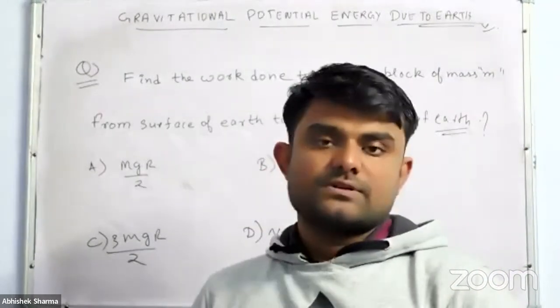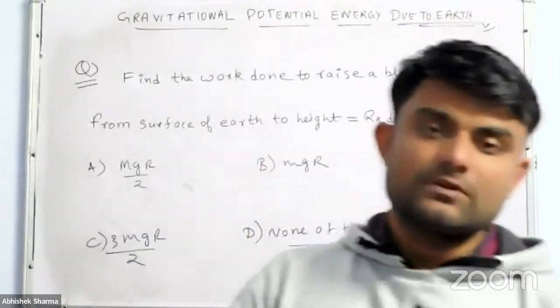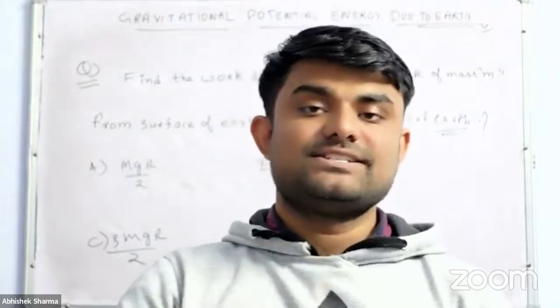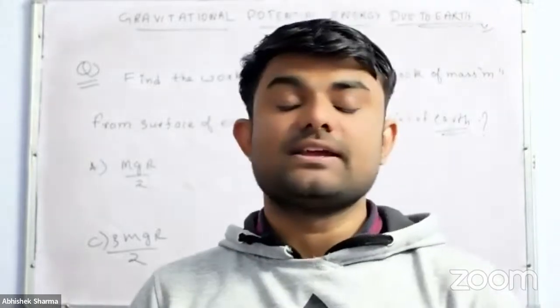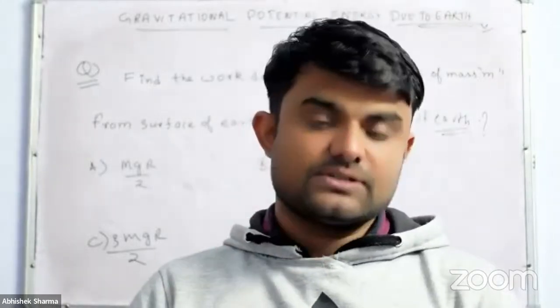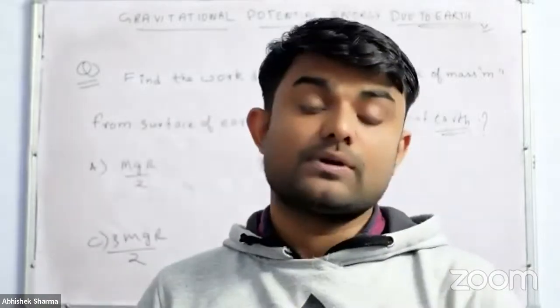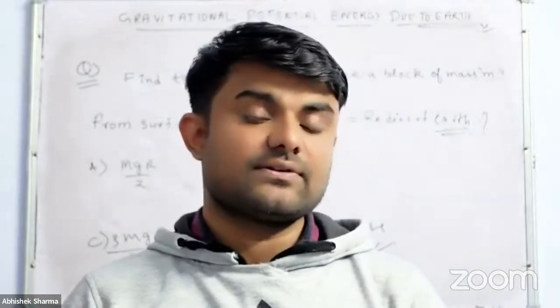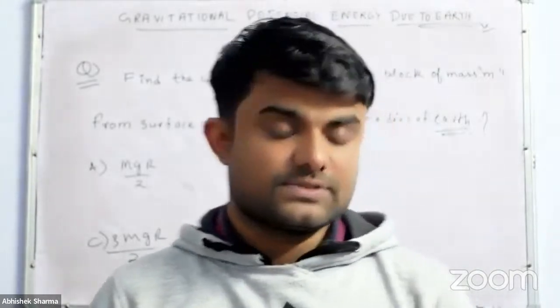Please solve this question. Remember, the hint for solving this question is the same which was just taught to us. That is, the change in potential energy is basically mgh, where h is the height from the Earth's surface, upon 1 plus h by r. Apply this and you will get the answer. You have 2 minutes for this.